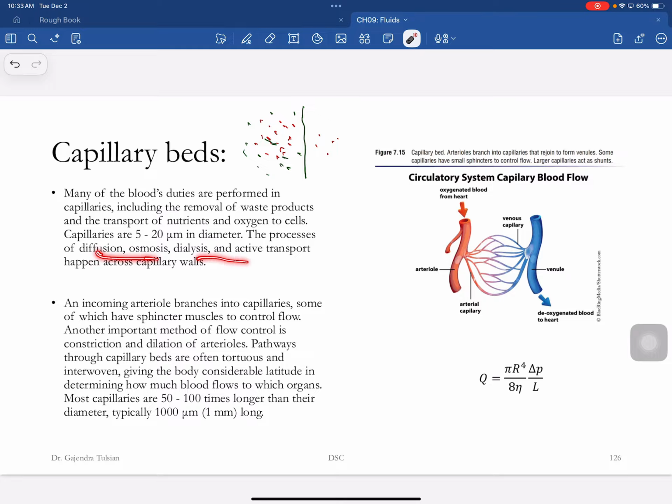So diffusion, osmosis, dialysis, and active transport happen across capillary walls. An incoming arteriole branches into capillaries. Pathways through capillary beds are often tortuous and interwoven, giving the body considerable latitude in determining how much blood flows to which organ. Most capillaries are 50 to 100 times longer than their diameter.